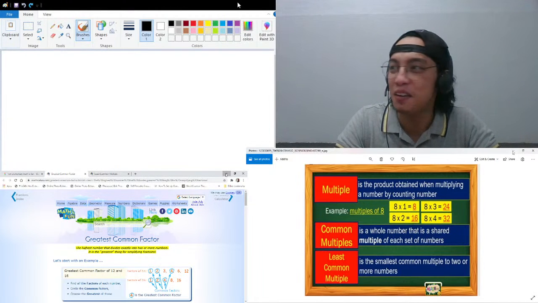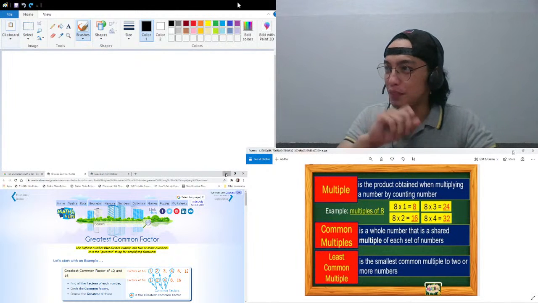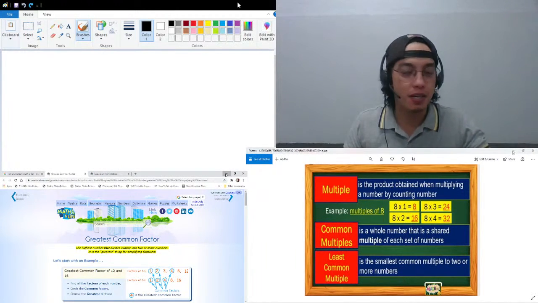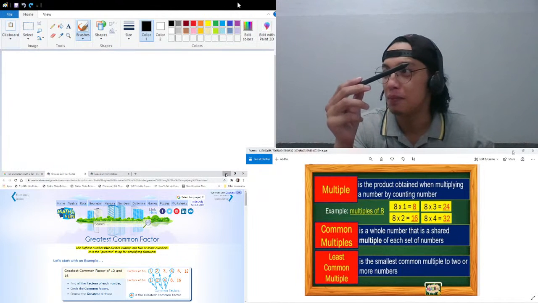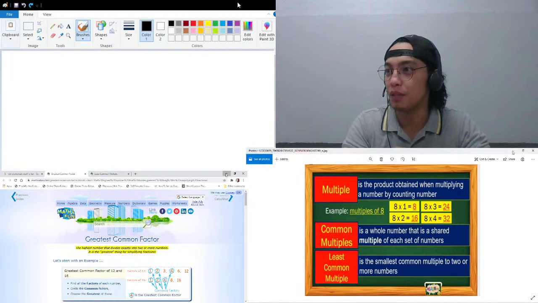For today's lesson, we'll be talking about GCF, LCM, greatest common factor and least common multiple. And today, I don't have my hard copy scratch paper right now. I'm trying to use a pen tab. Let's see if this will work well.